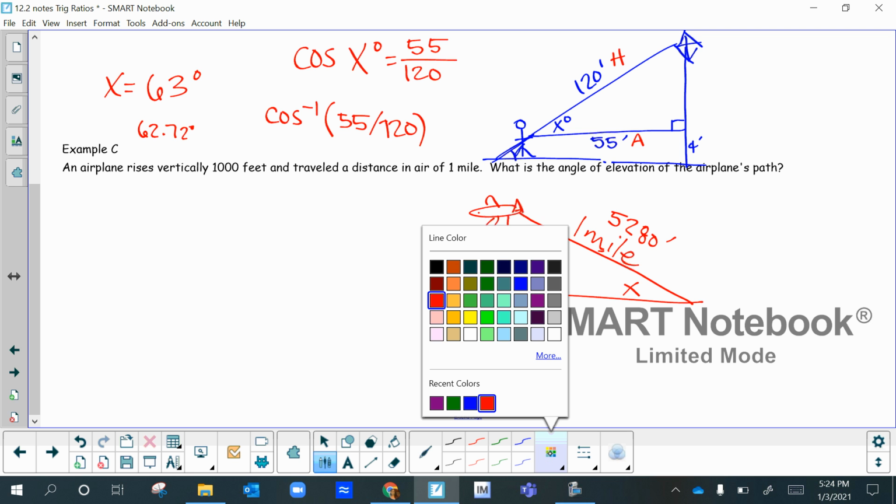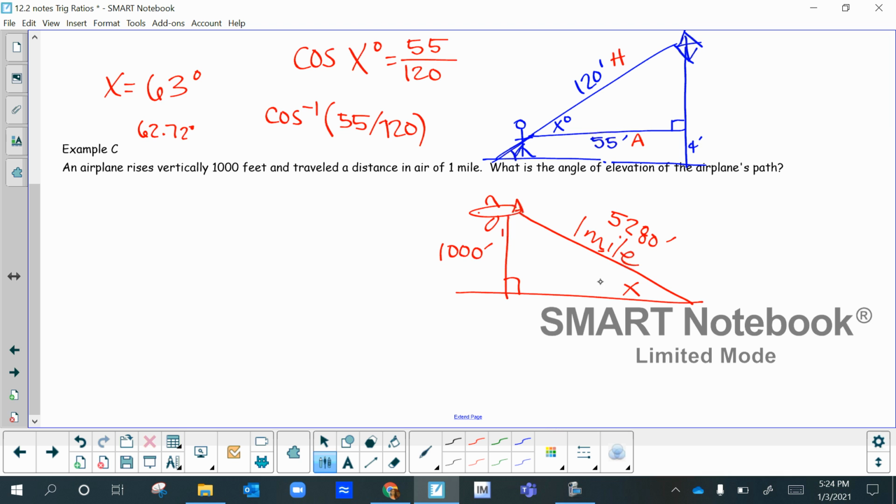So what is this to the angle that I'm looking for? This is the opposite, and this is the hypotenuse. So that is the sine function. So sine of x equals opposite 1,000 feet over 5,280 feet. And to solve for x, remember, you need to use the inverse function, okay?